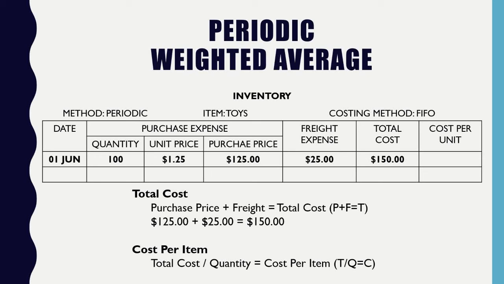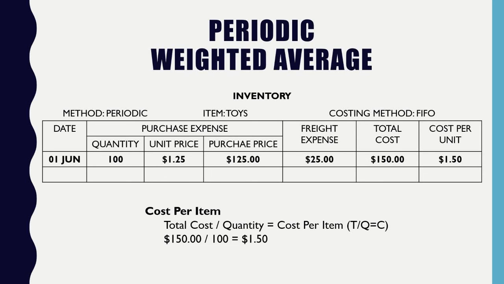Now, this is where the question is. When we're solving for weighted average, you actually have an option. Do you want to calculate the cost per item? It's not necessary, because at the end of the day, you're not going to be using that number. But for practice purposes only, I'm going to go ahead and say yes, I'm going to calculate that cost per item.